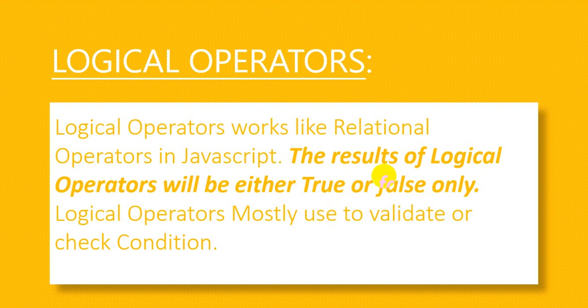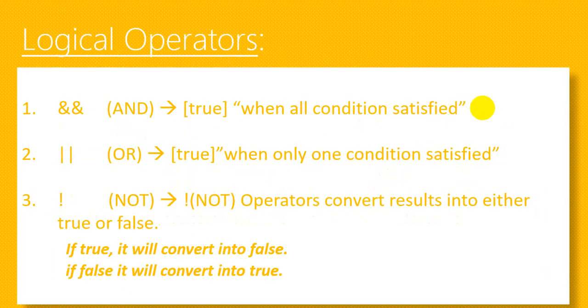Okay, so don't worry, just try to understand. These are some set of symbols or operators, like we have seen relational and arithmetic operators, and the purpose of these operators is to validate, and at the end you will get some result, whether it's true or false. These operators can be categorized into three: AND, OR, and NOT. These are the three valid operators which come under the category of logical operators.